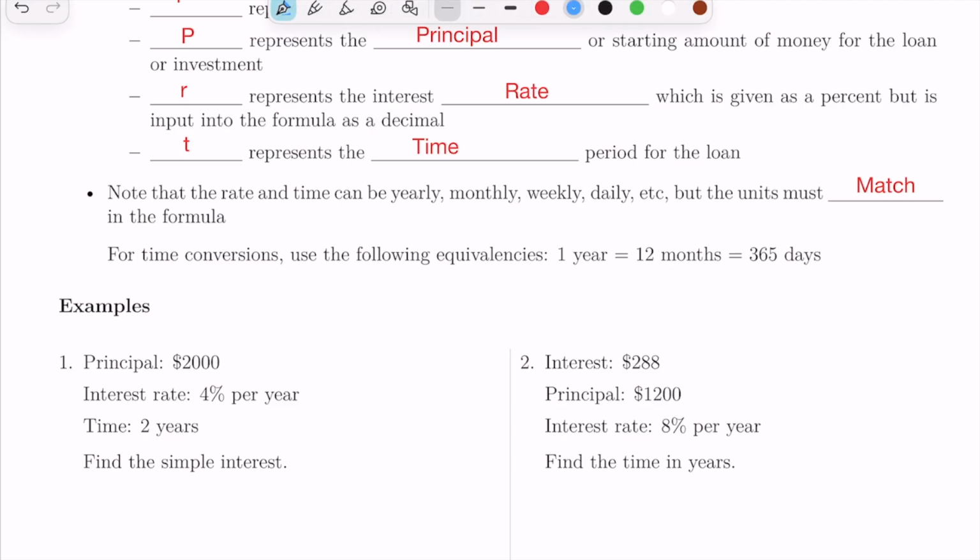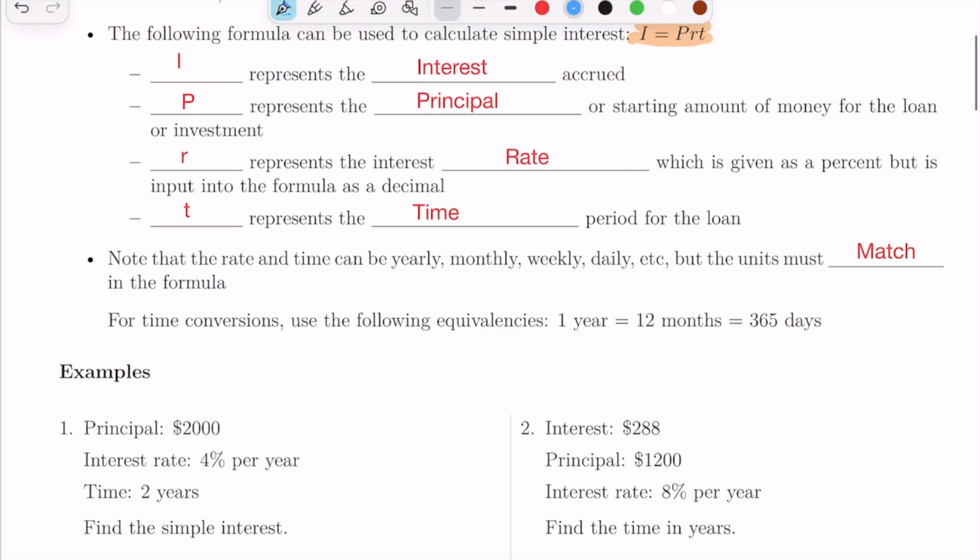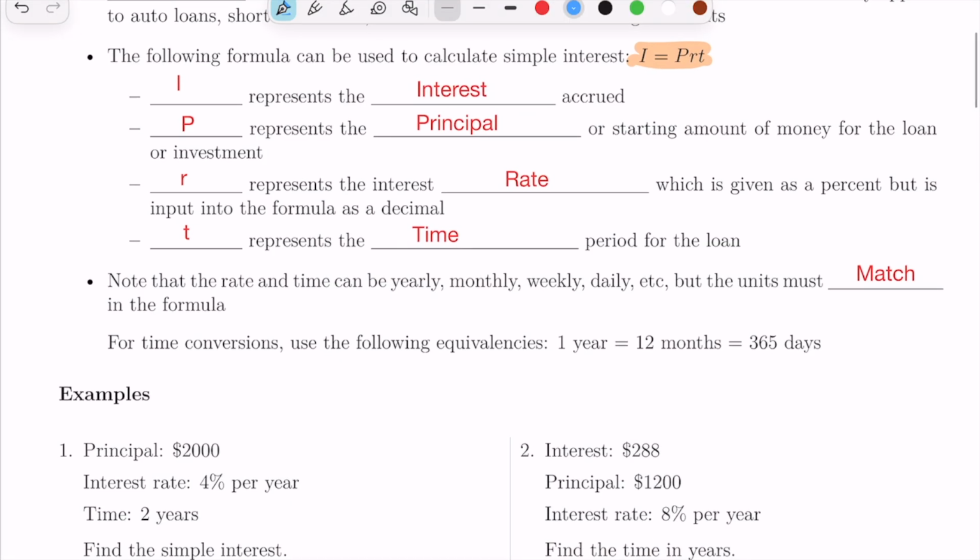So you can see that the way this formula works, I equals PRT, just tells us that we're going to be multiplying the principal times the rate times the time. As any one of these gets larger, the interest is going to be affected. If you have a very large principal, meaning you start out with a lot of money, then your interest is going to be higher. If you have a high interest rate, your interest will be higher. If your time is very long, then your interest will be higher.